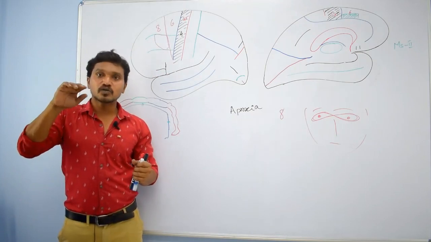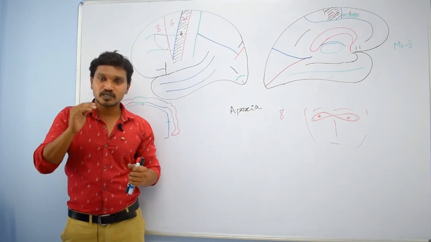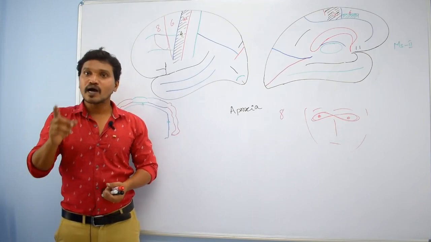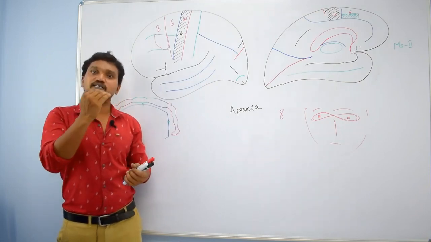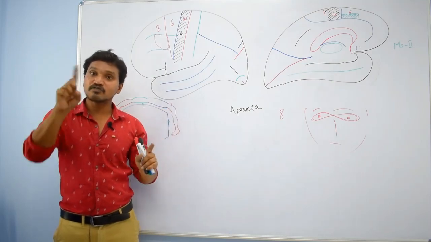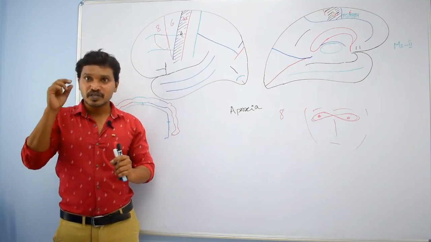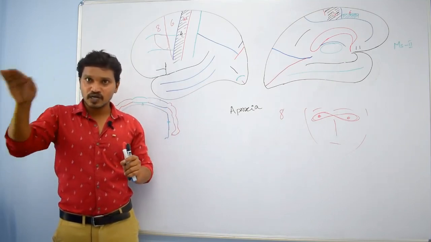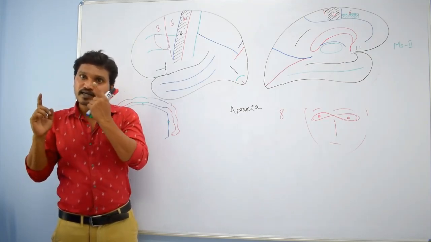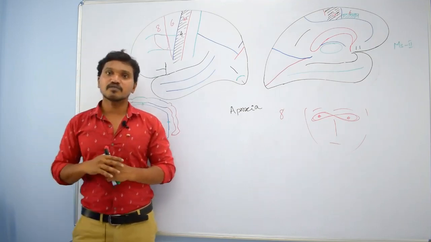Then if there is injury here, what will happen? Deviation of eyes towards the affected side. Voluntarily he cannot rotate his eyes towards the opposite side, but involuntarily sometimes he can rotate. If he is observing a moving object within his eye field, at that time involuntarily his eyes will move towards the opposite side, right? That is in case of humans.